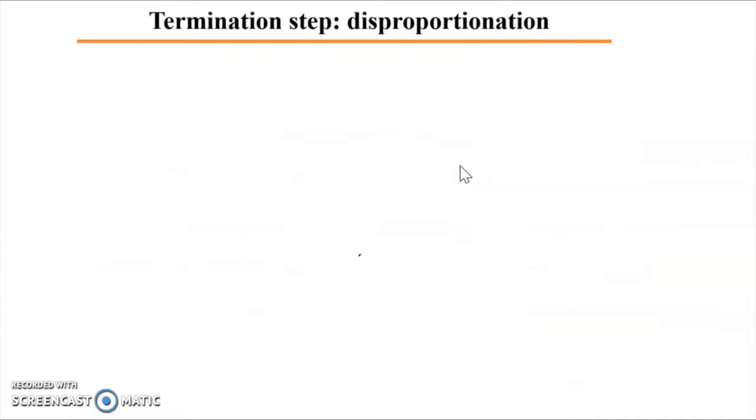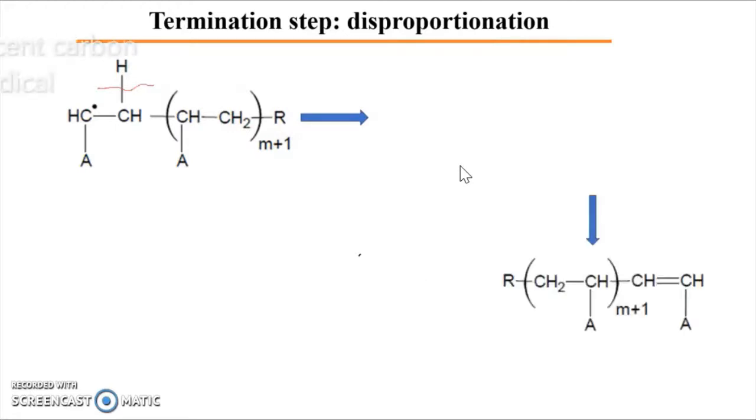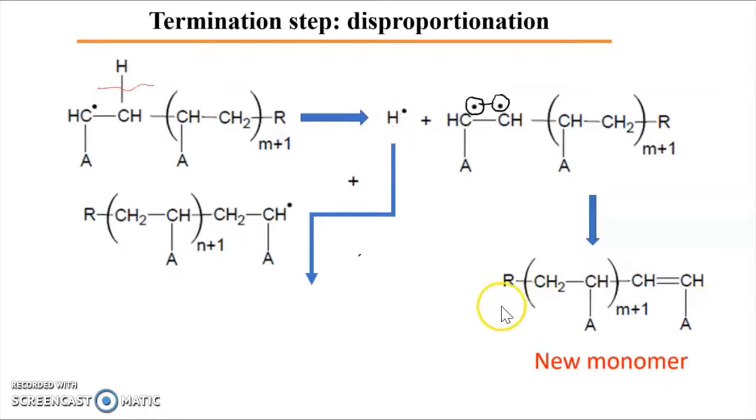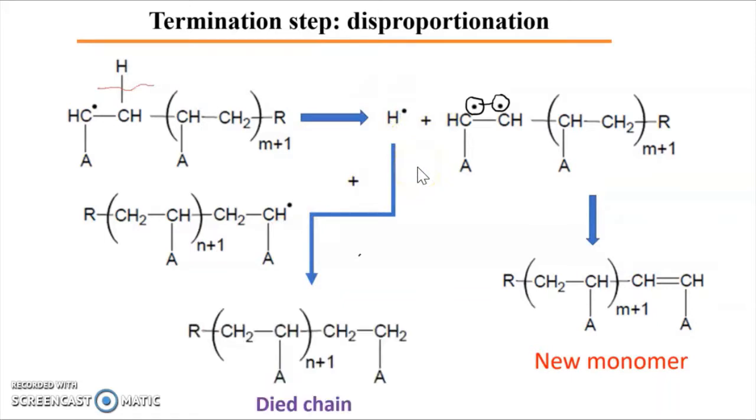The mechanism of this disproportionation, or termination step by disproportionation, occurs in 2 half steps. The first one corresponds to a beta elimination under the effect of collision, and thus we have formation of an H radical and formation of a molecule having a double bond. So we have generation of a new monomer, a big new monomer. And the second one corresponds to the combination of the propagating active chain with the ejected H radical, and we will have formation of a dead chain.